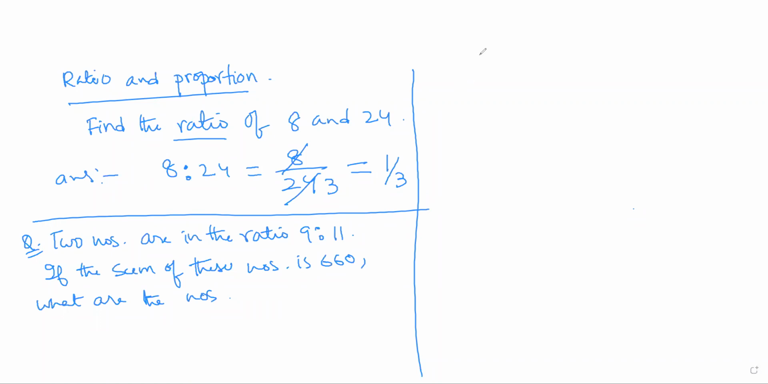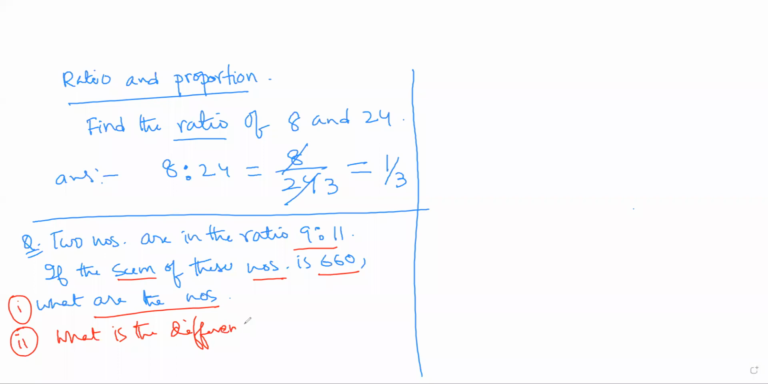Okay, just note down the question. This is a very basic question, and then we will move to more difficult ones. Ratio and proportion, quite a basic question. We have two numbers. The ratio is given as 9:11, and the sum of the numbers is 660. So, what are the numbers? This is the first question. Second question: what is the difference of the numbers?